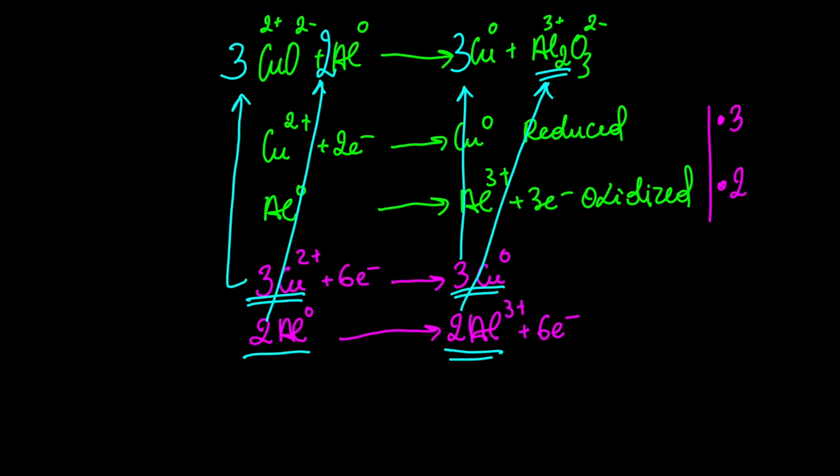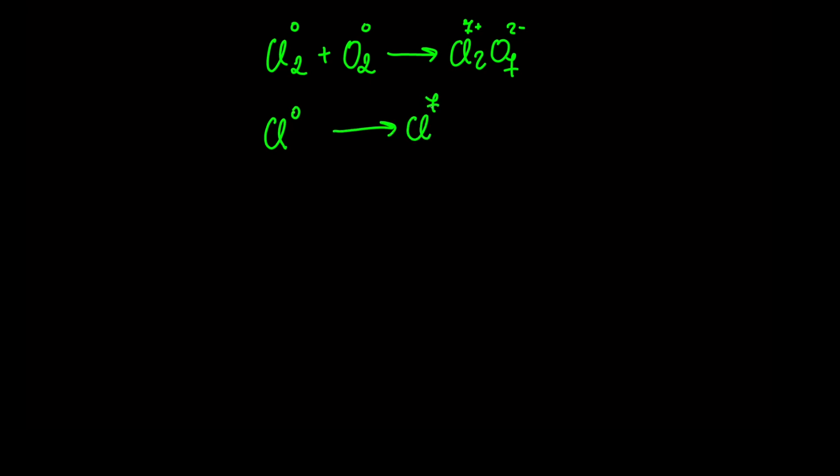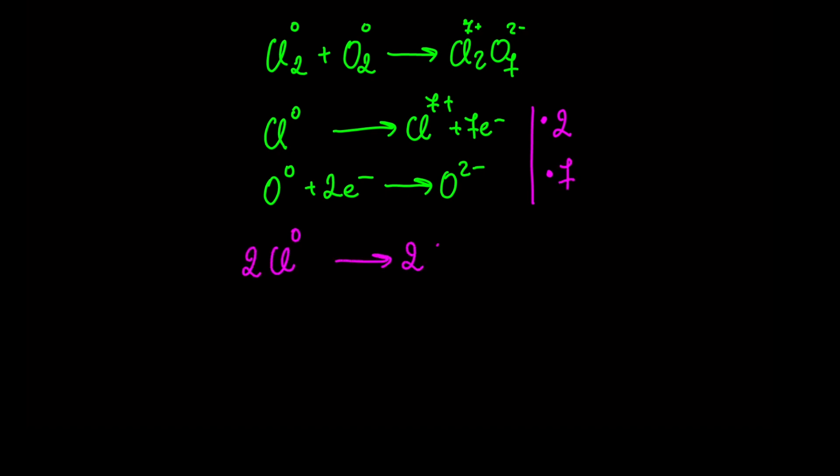Before we go to the more difficult examples, let's look how to balance the reaction where chlorine reacts with oxygen, where we get chlorine 7 oxide. Let me quickly write oxidation states and half reactions for this example. Okay, now let's even out electrons. We multiply chlorine half reaction by 2 and oxygen by 7. The last thing to do is to write coefficients in the actual reaction.